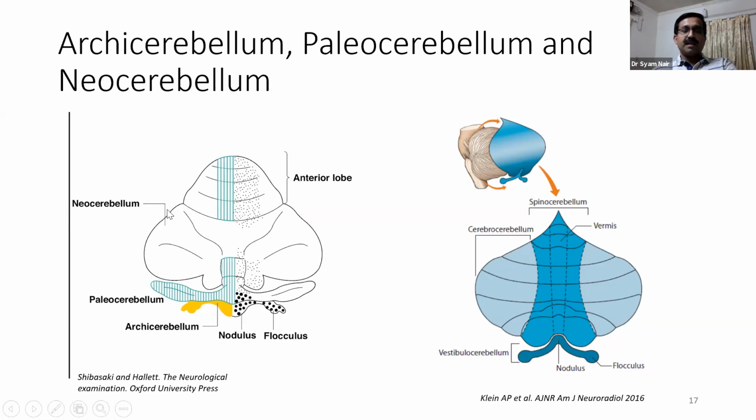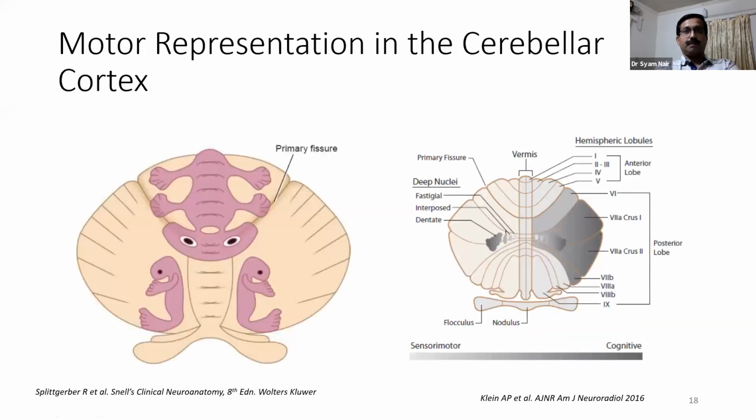And neocerebellum is the lateral lobes, mainly the lateral hemispheres of the posterior lobe, which is predominantly connected to the cortical areas, and it has a lot of cognitive functions also. So archicerebellum, paleocerebellum, and neocerebellum. Archicerebellum is also called vestibulocerebellum, paleocerebellum is also called spinocerebellum, and neocerebellum is also called cerebrocerebellum.